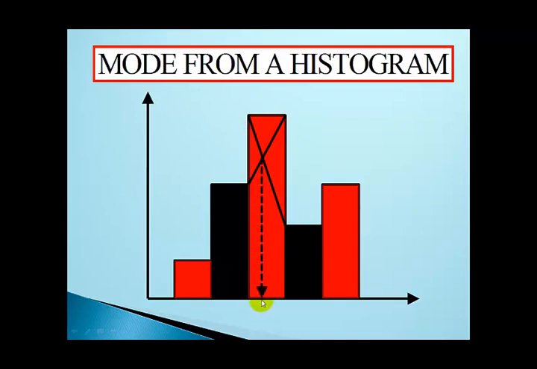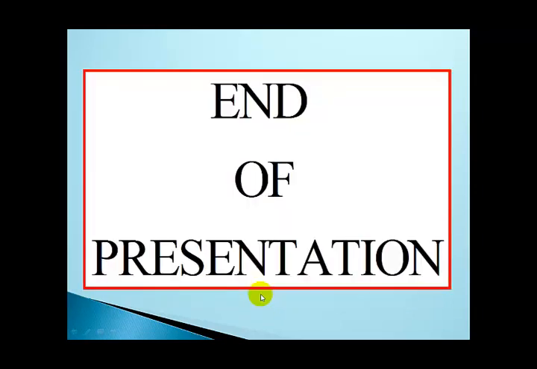You draw a vertical line to meet the x-axis. The value on the x-axis is the mode from the histogram. This is the end of our presentation.